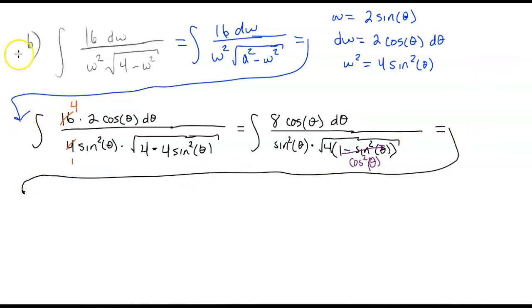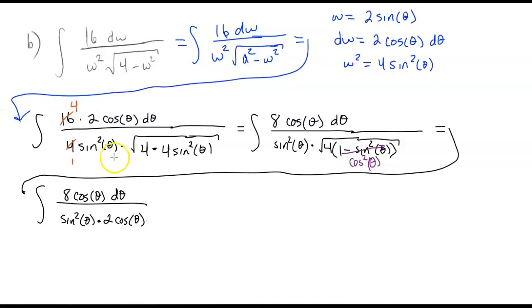So carrying on here, we'll end up having the integral of 8 cosine of theta d theta on top. Still have the sine squared theta on bottom. But now, since we just have 4 times cosine squared theta, and we want to take the square root of that, that is just going to be 2 times cosine theta.